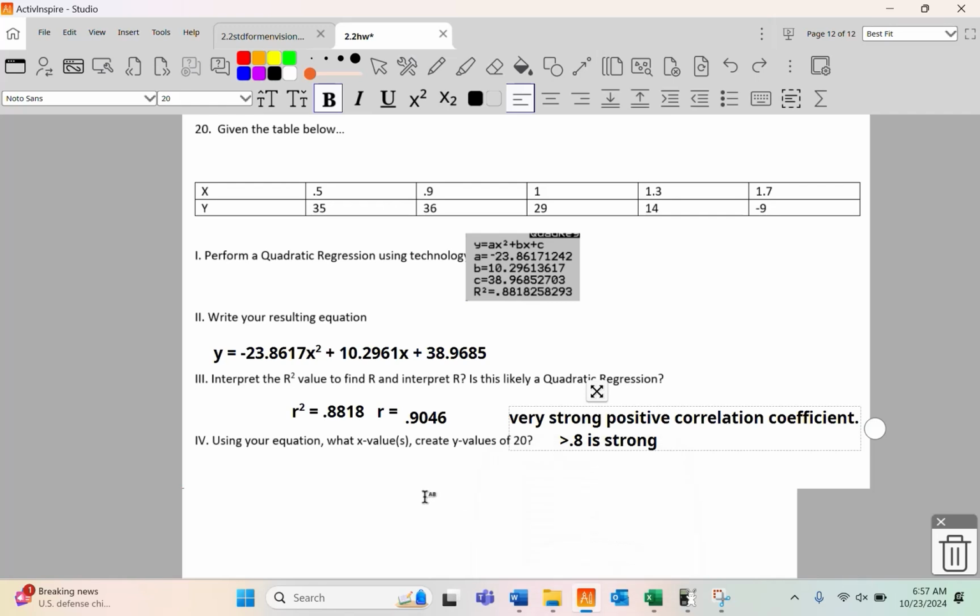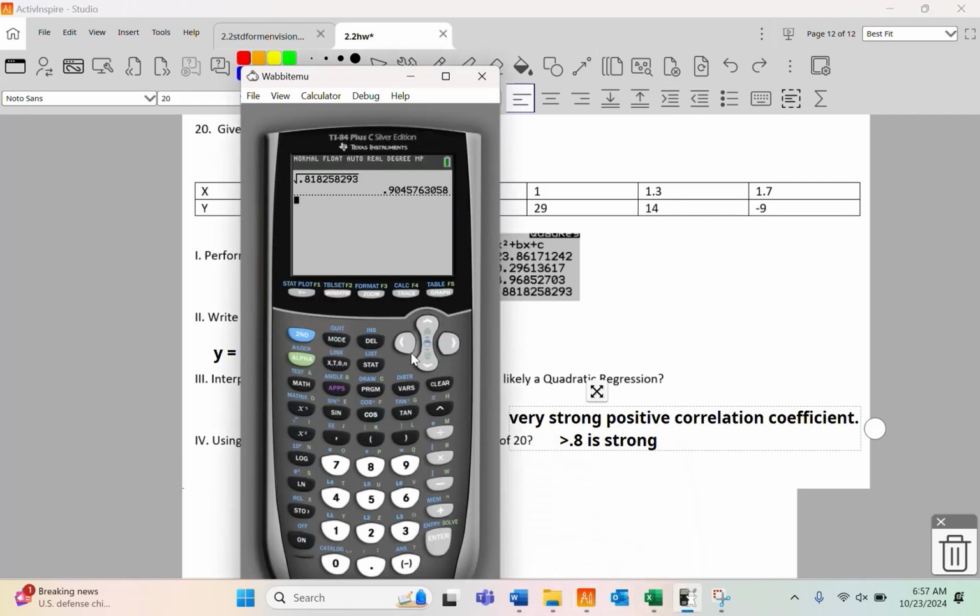And now let's go to the calculator. We did that regression storing here. I'm just going to get the graph key because I've already looked at the plot. And here is my quadratic that's modeling this data. And it looks like it fits pretty good, actually.